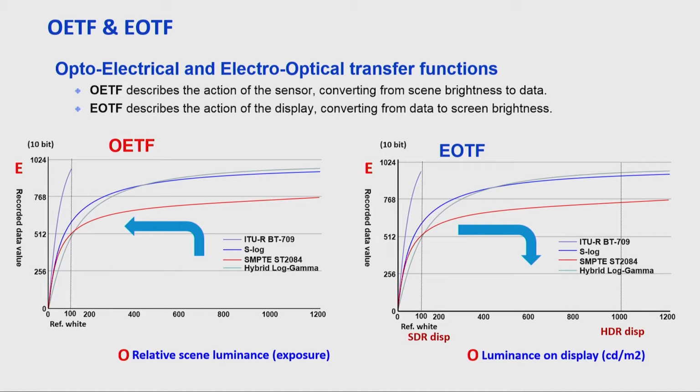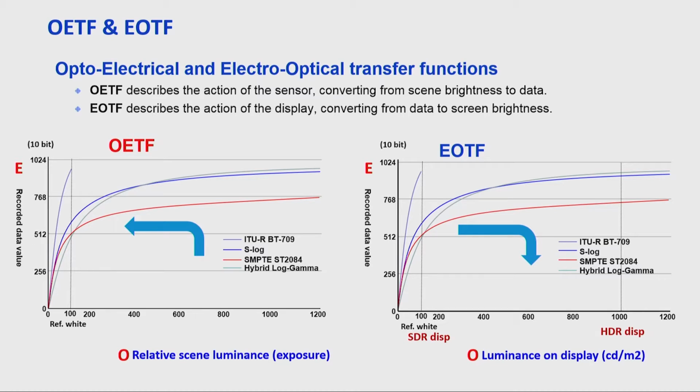So whether it's a RAW or an XAVC, what type of curve do I need to apply to that information to properly map it in my memory and be able to recover that later. And the EOTF is the opposite.